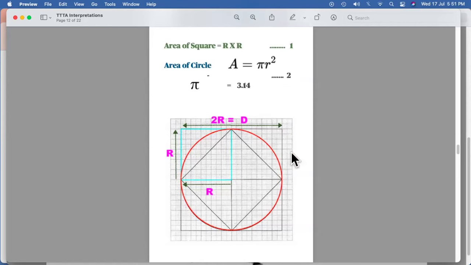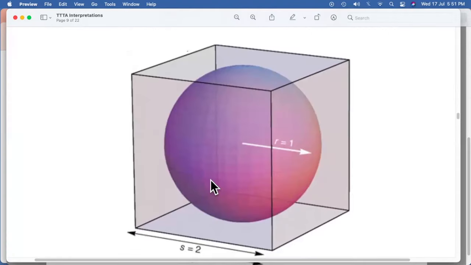That's how the square and the circle are related to each other. And that is how we will be able to learn more about the sphere and the cube together.